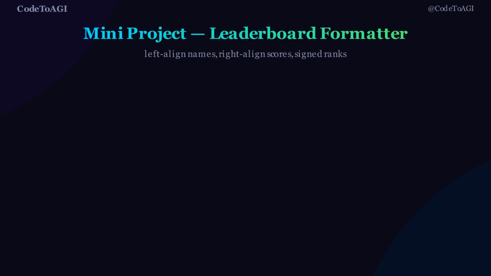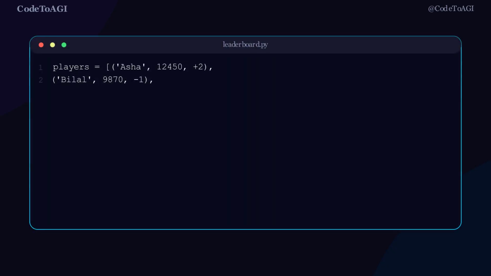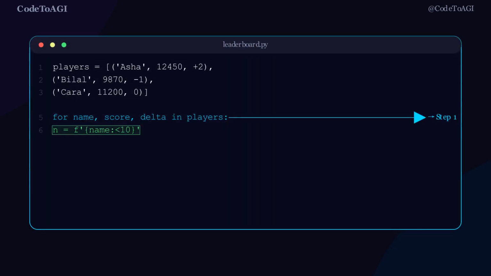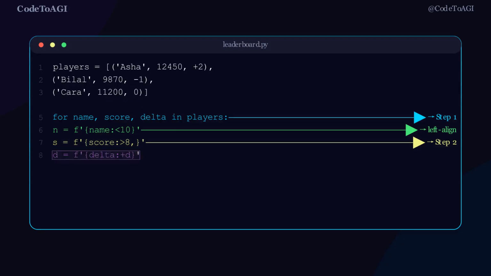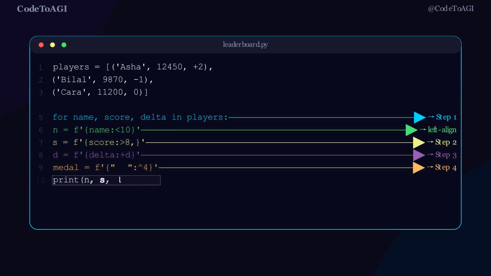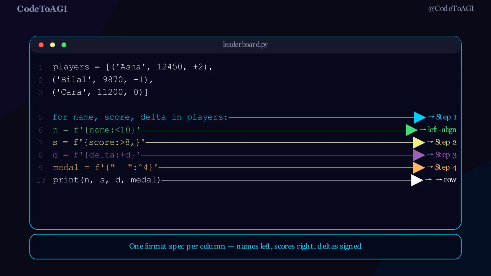Mini project, a leaderboard formatter. A list of players, scores, and ranks. Step 1. Left align names in a fixed width. Step 2. Right align scores with thousands commas. Step 3. Show rank change with a sign. Step 4. Center the medal emoji column. One format spec per column.